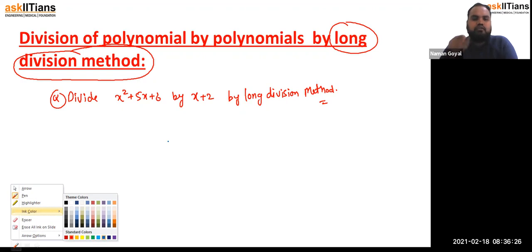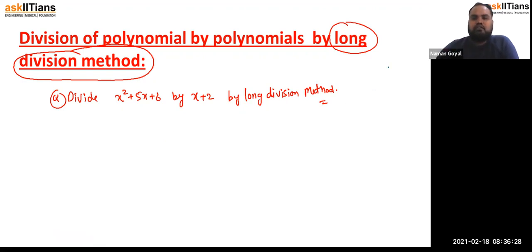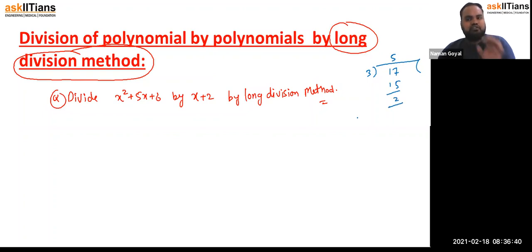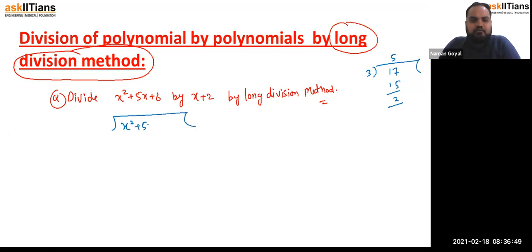Now see, what is the meaning of long division method? Long division is nothing but simple division, as we do. If I want to divide 17 by 3, then 5 times it will give 15, and 2 is the remainder. So that method is known as long division. So we have to do the same for polynomials. So we want to divide x square plus 5x plus 6 by x plus 2. Now see how we do this.